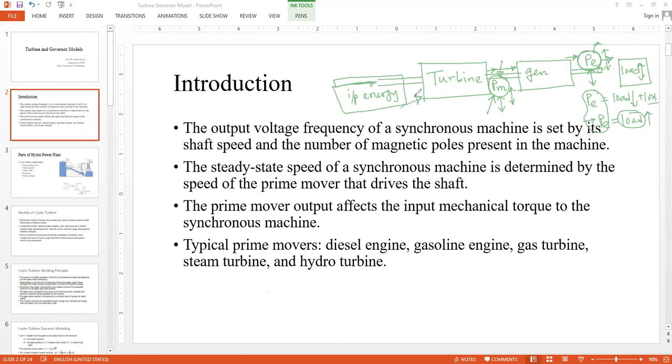So if it is a hydro turbine, what we are going to control is the water flow rate to the turbine. That would be our control variable, and the controlled variable is PM.